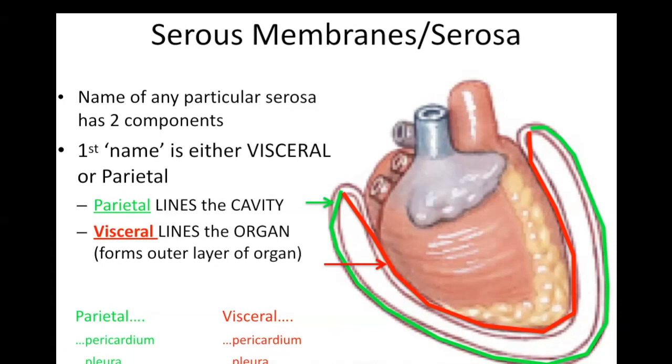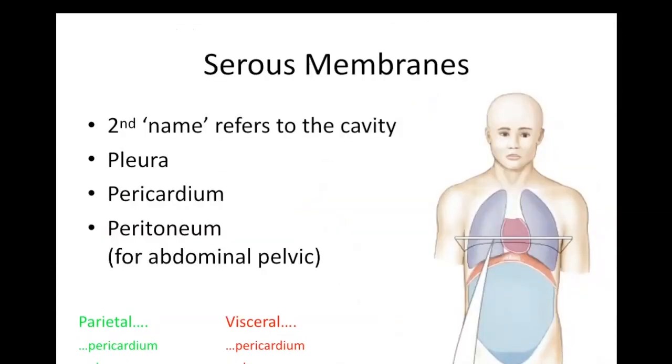So these are the two sections. You see it's a continuous layer, but one's touching the heart, one's on the outside: parietal, visceral. And so that's the first name of any of these serous membranes. And so you'll have your parietal pericardium, and you'll have a visceral pericardium, a parietal pleura, and a visceral pleura, a parietal peritoneum, a visceral peritoneum. So that second name refers to the actual cavity. So pleura, peritoneum is the cavity that those form.